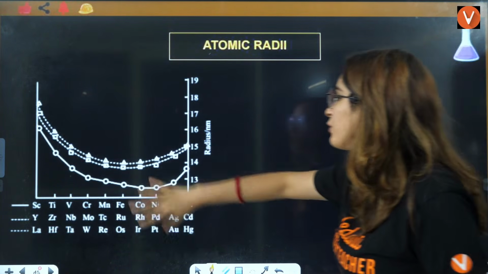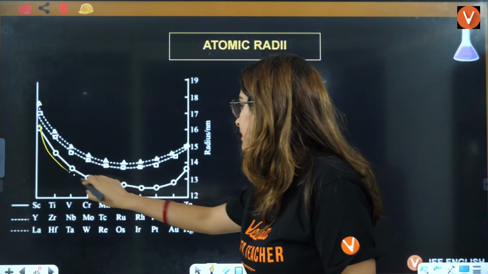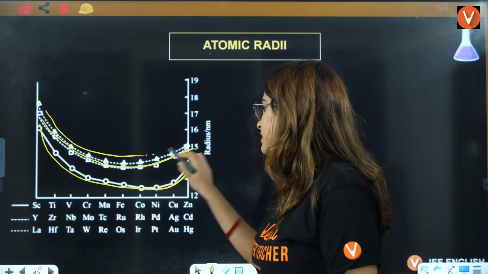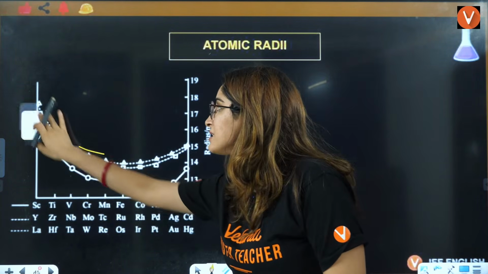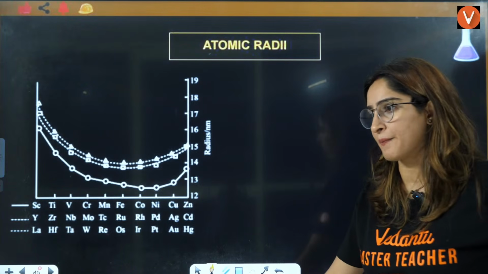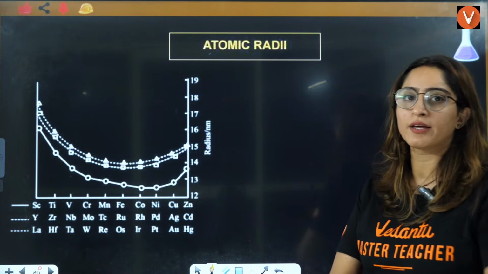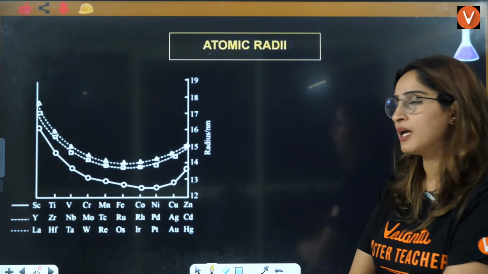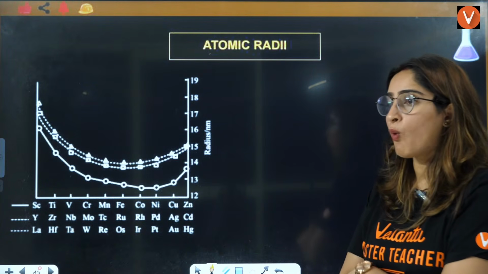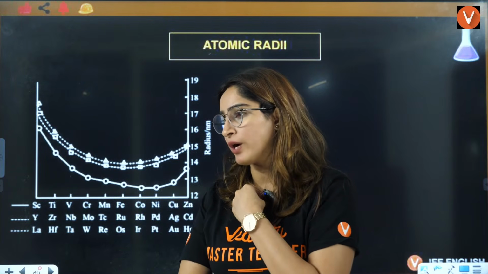So now, can you tell me what you can predict here, right? Now it is decreasing, constant, increasing, constant, increasing, constant, increasing. Now down the group, is the size increasing or decreasing, everybody? Yes. As you go down the group, what happens? Size of the 3D, 4D, 5D series.